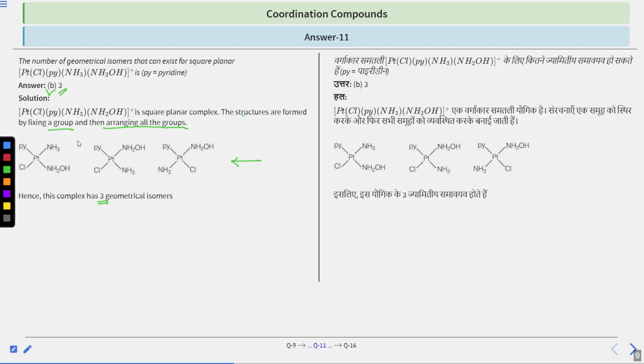You can see here. The first one is platinum, pyridine, ammonia, NH2OH, chlorine. We fix the position of pyridine and interchange the positions of the other 3 ligands. We get platinum, pyridine, NH2OH, ammonia, chlorine. Again, we fix the position of pyridine and interchange the rest of the ligands, so it will be platinum, pyridine, NH2OH, chlorine, and NH3. Right? In this way, we get 3 different geometrical isomers for the given complex, and thus option B is the correct answer. Okay, let's move on to the next question.